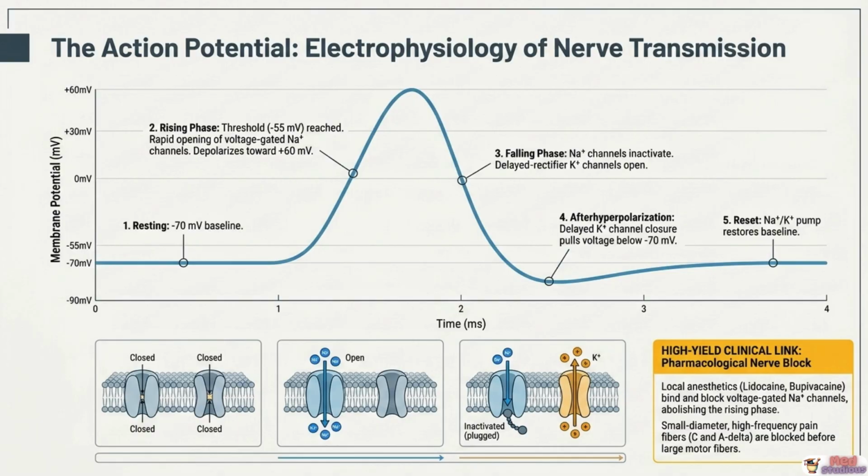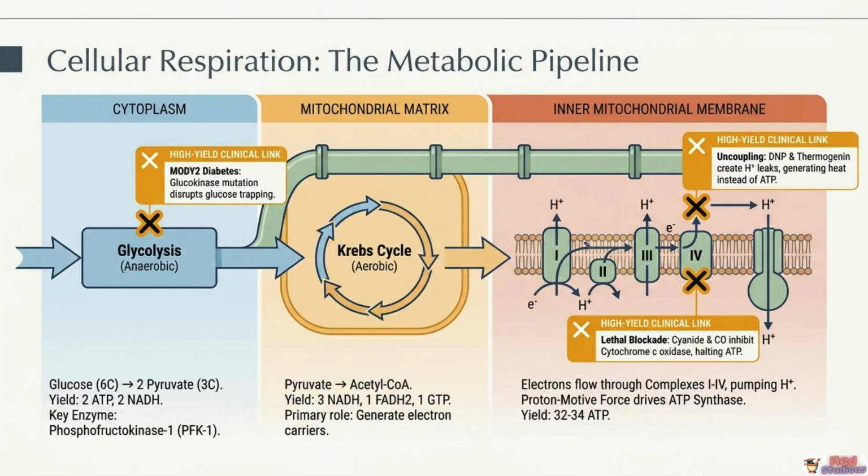To sustain these electrical gradients and drive biological work, every cell requires an unceasing pipeline of energy in the form of ATP. This bioenergetic pipeline spans 3 interconnected metabolic pathways. First, anaerobic glycolysis takes place in the cytoplasm, converting glucose into 2 molecules of pyruvate while yielding a net total of 2 ATP and 2 NADH. PFK1 serves as the rate-limiting enzyme here.